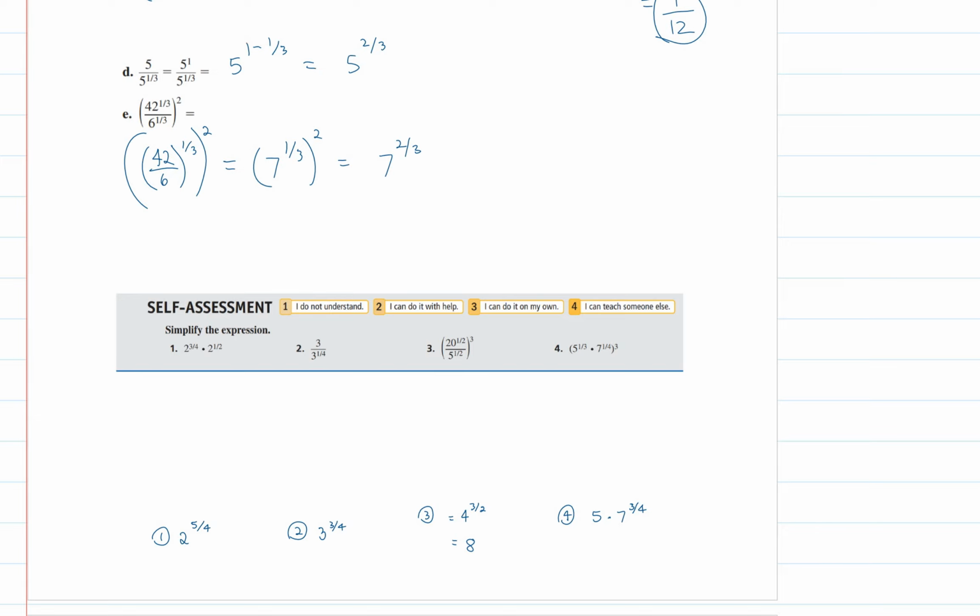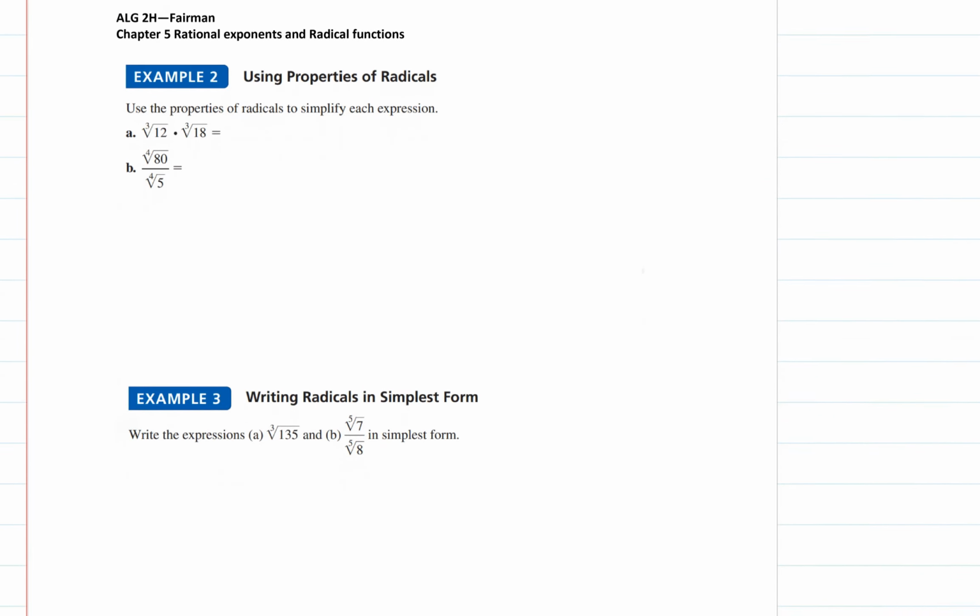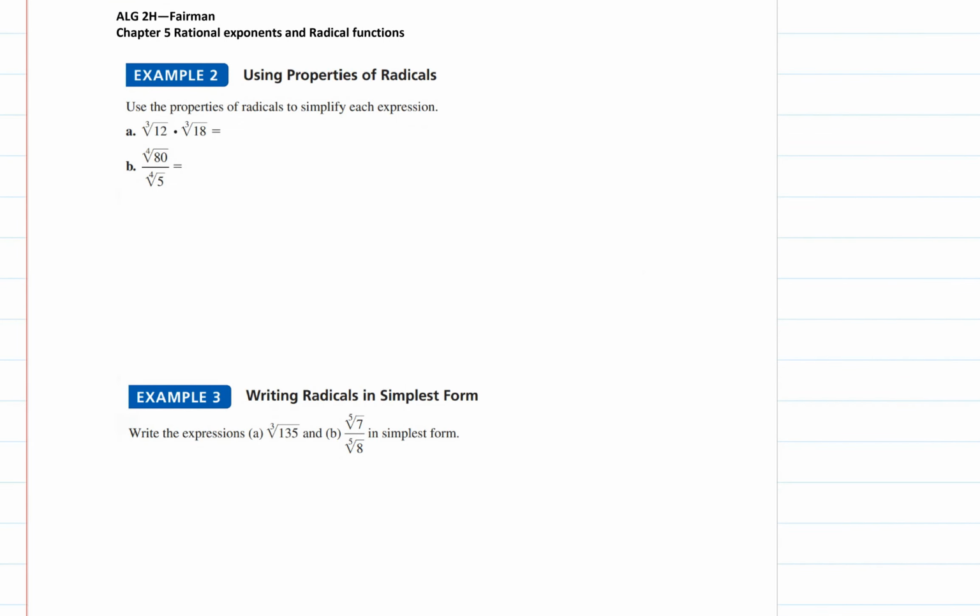All right, let's do some more examples. So let's go to example 2, using the properties of radicals. As a recall, remember that if you have a product, A times B, under the radical, you could split that into radical A times radical B. And if you have a quotient, A over B, under a radical, you could split that into radical A over radical B. These rules apply no matter what the index is.